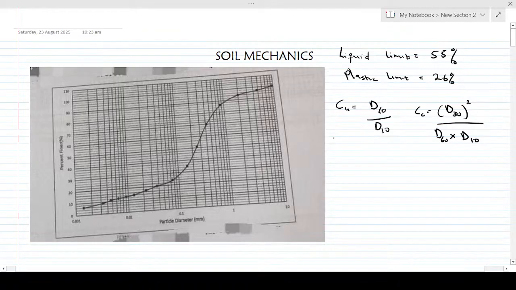So now we are going to read these values. First, let's start with D10. So we come to our graph. We read from the percent finer axis. D10 means 10%. So this is 10%. Then we simply trace.